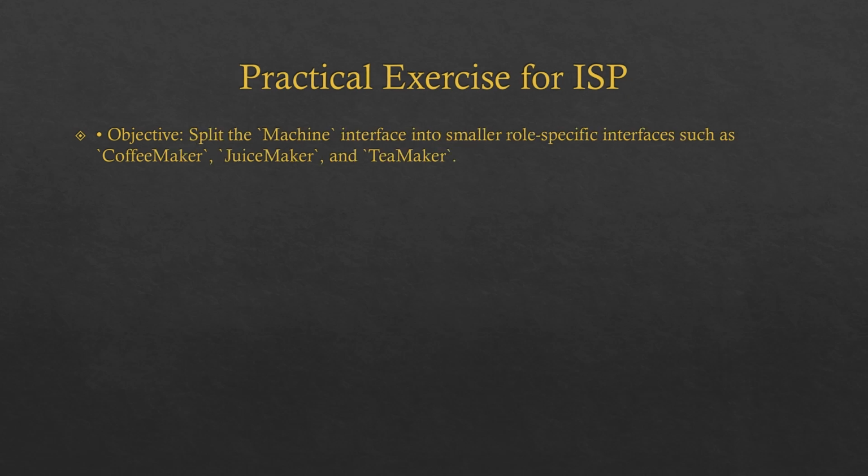For ISP, let's design a system where we split the machine interface into smaller, more specific interfaces like coffee maker, juice maker, and tea maker. This way, classes can implement only the interfaces they actually need.